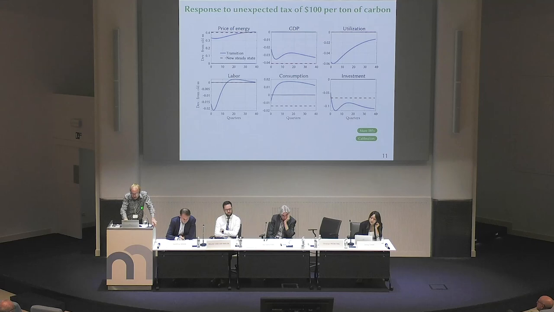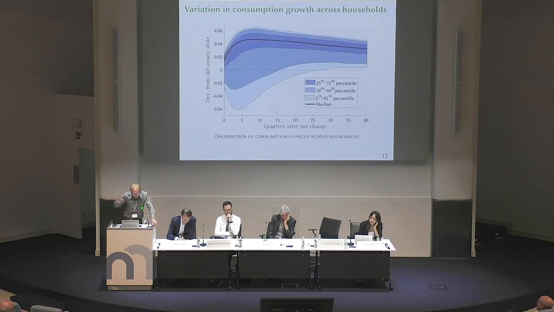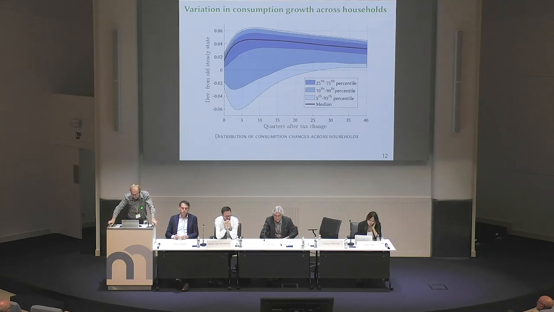Now let's dig a little bit deeper: what happens at the household level? Here you see the variation in consumption growth across households. Some households see consumption go up by about 6%, and then there are others for which consumption falls by 6%. So there's a lot of dispersion across households. But over time, this dispersion becomes a little bit smaller.